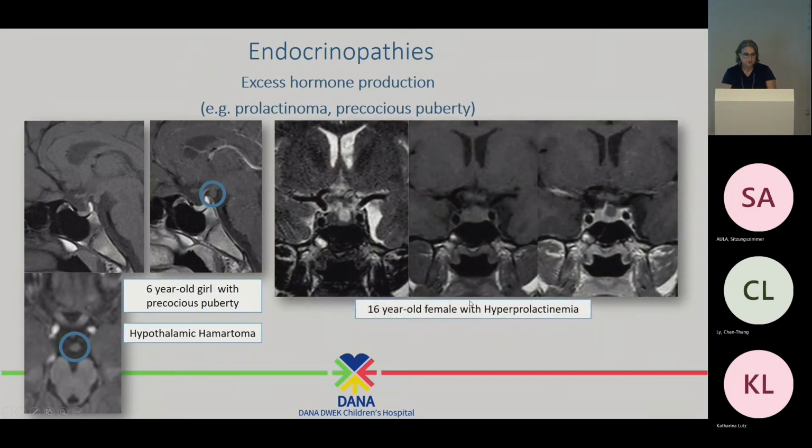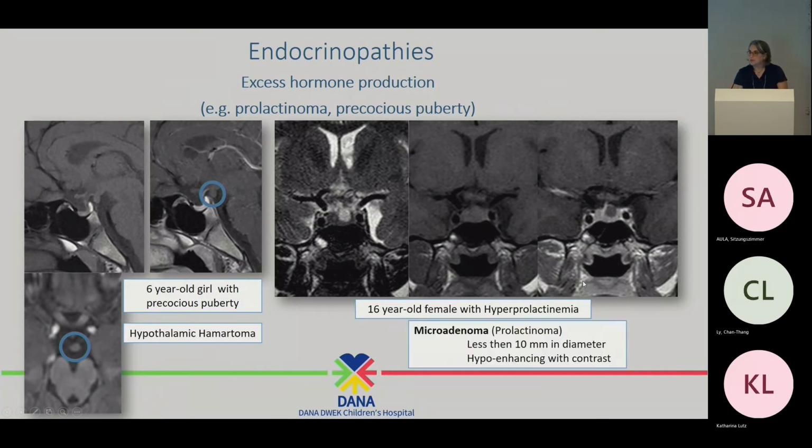This is a 16-year-old female with hyperprolactinemia, and we can see here on the coronal T2, T1, and post-contrast T1 a round lesion with high T2 signal, isointense to the gland on the pre-contrast T1, and then hypoenhancing compared to the gland. On the post-contrast, there is this displacement of the stalk, and this is a microadenoma. To call it a microadenoma, it needs to be less than 10 millimeters in diameter. I think, and I'll come back to that later, this is one of the only indications where you really have to prescribe contrast from the start when you're looking for an adenoma.